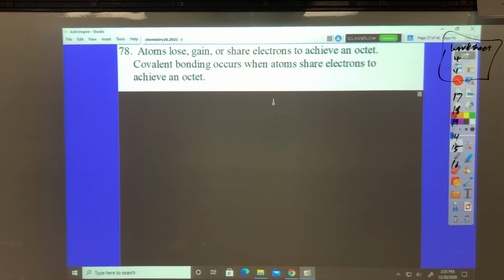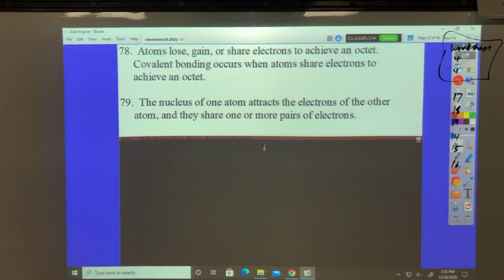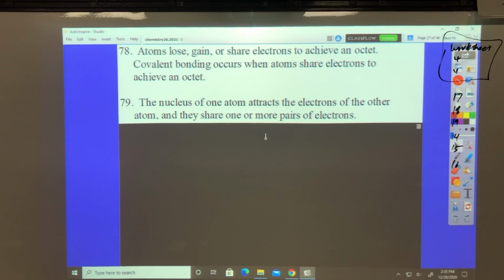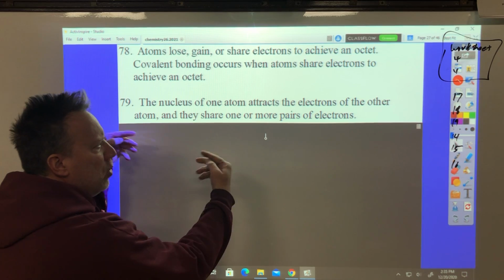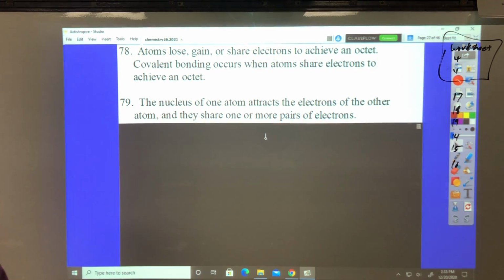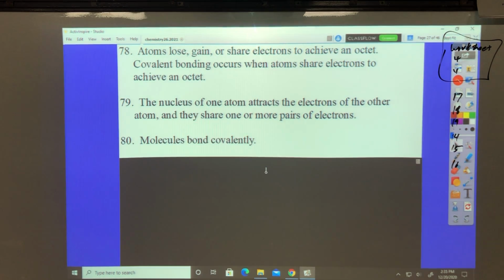79, describe the formation of a covalent bond. Basically, you're going to share valence electrons. The nucleus of one atom is attracting electrons of the other atom, and they're going to share one or more pairs of electrons, so they both have access to 8. Number 80, describe bonding in molecules. Again, shared electron pairs. Molecules bond covalently by sharing electron pairs. So when you use the word molecule, you are referring to a covalent compound.